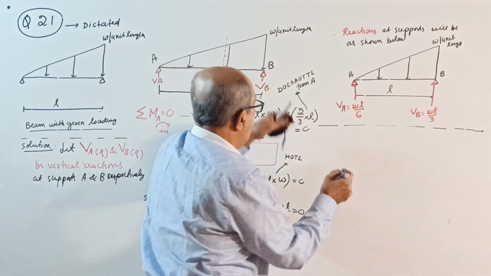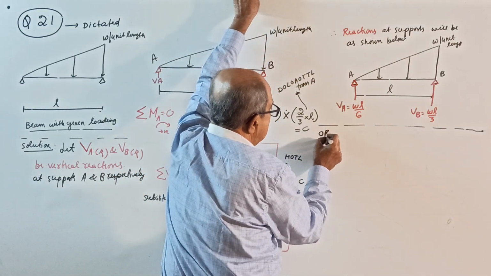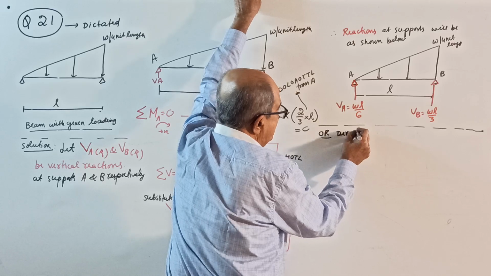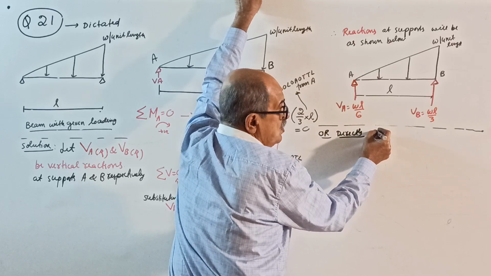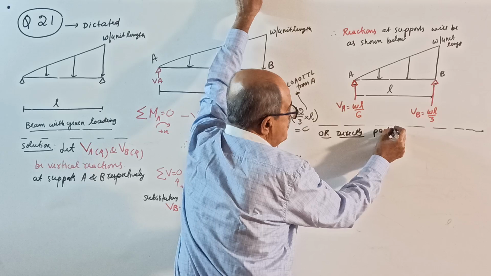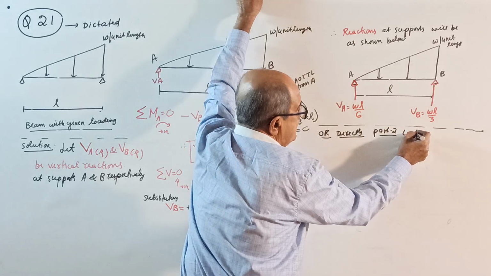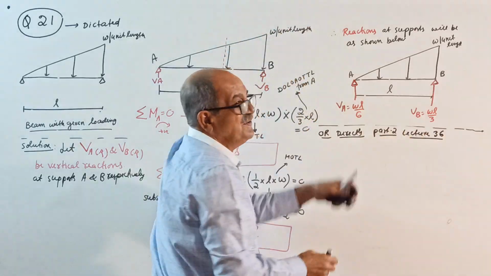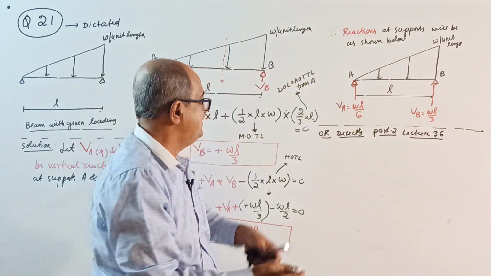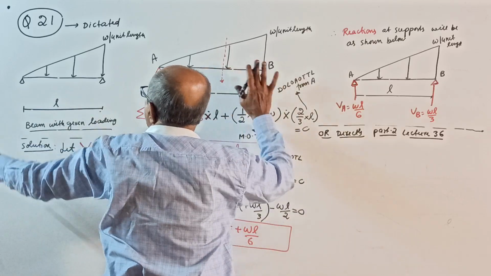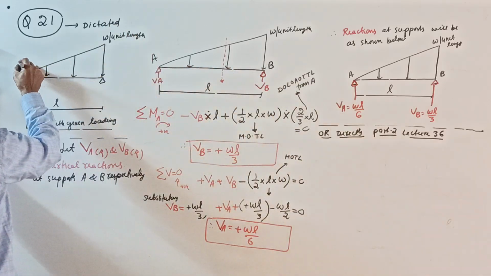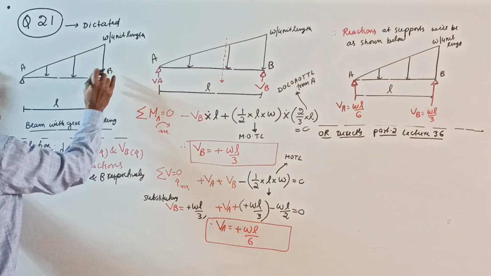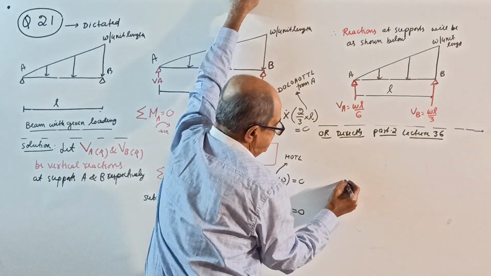Now, or direct answer. Directly go to part 2, lecture number 36. Some will tell, how are you by-hearted? Because this I wrote from the beginning, I am writing. I remember. See, what you do? None of this required. I forgot to write AB here. See, AB. Directly put a sketch.